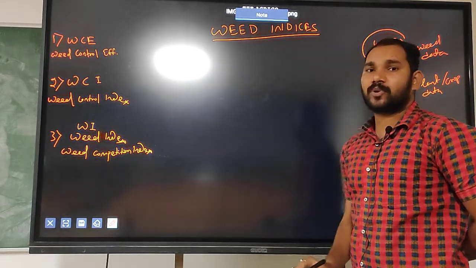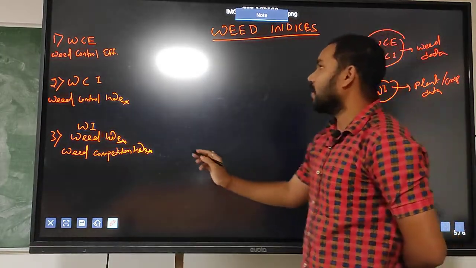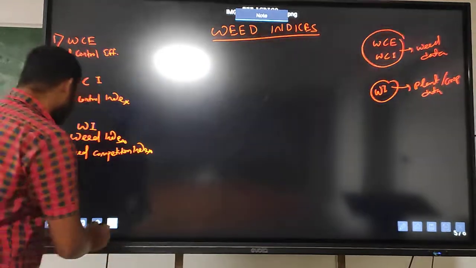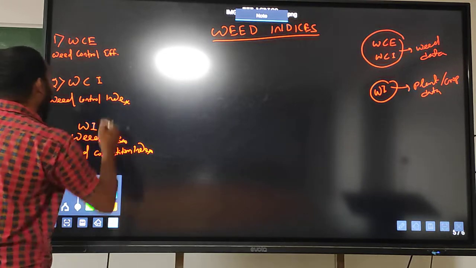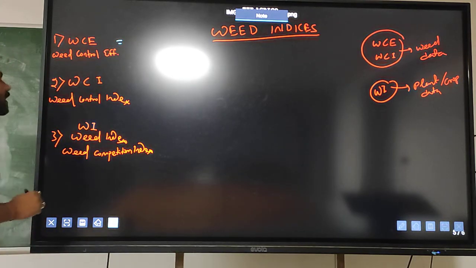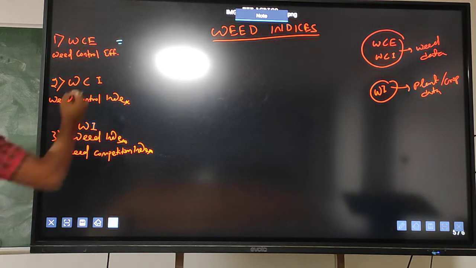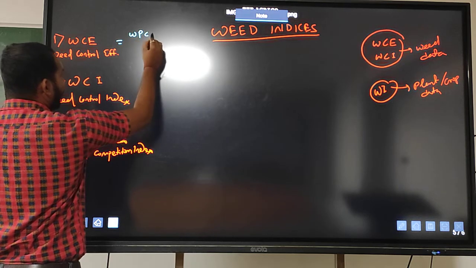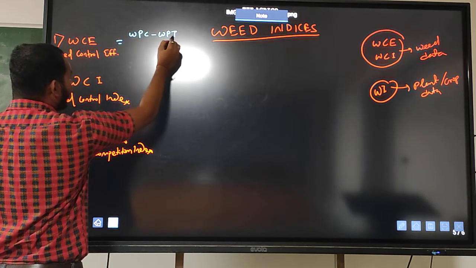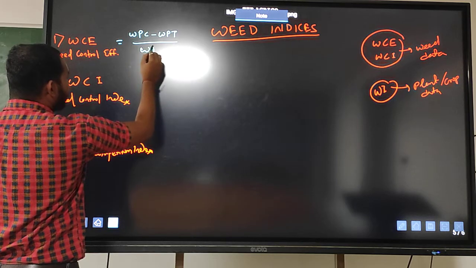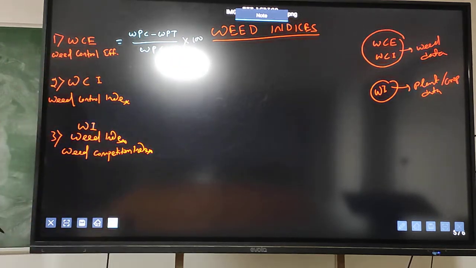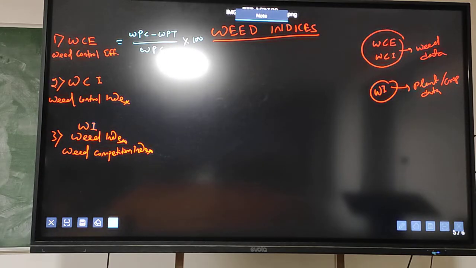First of all, we will come to the weed control efficiency. Here I will write weed control efficiency. So first of all I will go for the formula. What is the formula? The weed control efficiency is the weed population in control plot minus weed population in treated plot, divided by weed population in control plot, in percentage. So just multiply by 100.